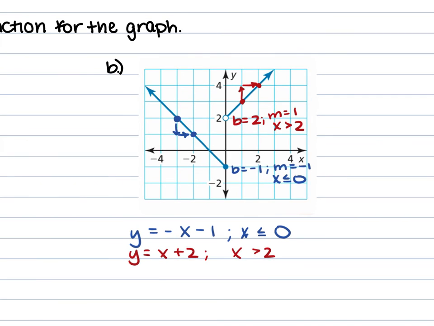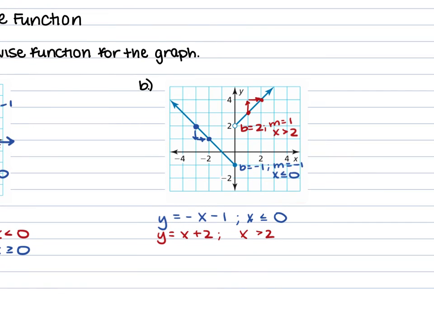So to write this as a piecewise function, we're going to have f of x is equal to negative x minus 1 if x is less than or equal to 0, and x plus 2 if x is greater than 2.